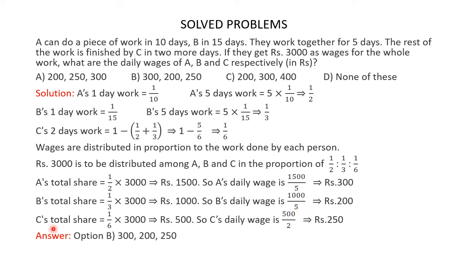C's total share is 1 by 6 multiplied by 3000 which is rupees 500. Now C has worked only for 2 days. So C's daily wage is 500 divided by 2 which is rupees 250. So A's daily wage is rupees 300, B's daily wage is rupees 200 and C's daily wage is rupees 250. So the correct answer is option B, 300, 200, 250.